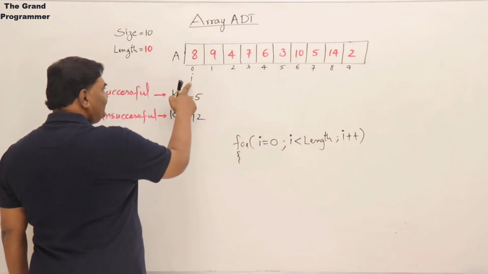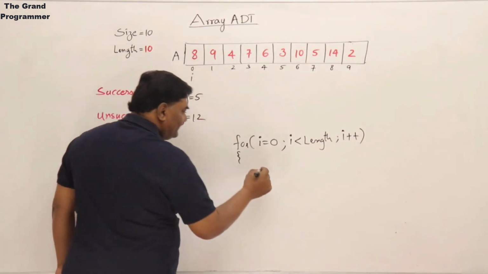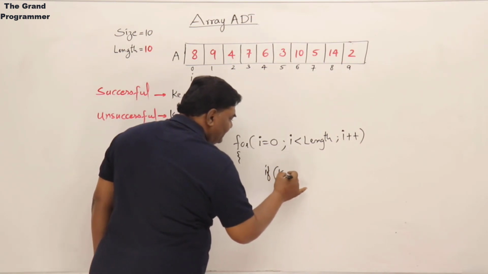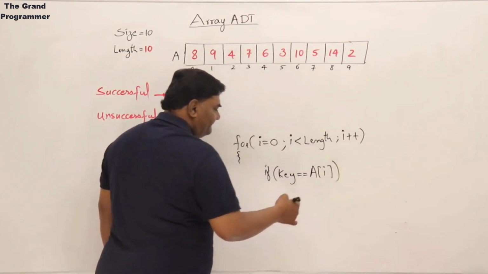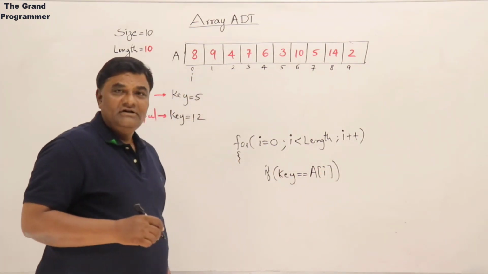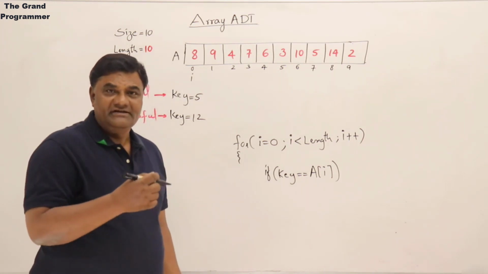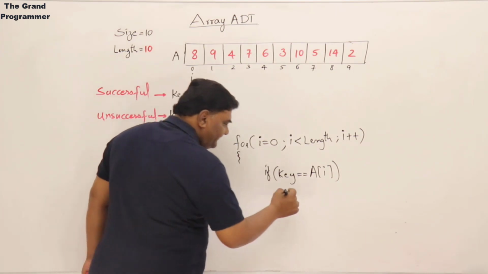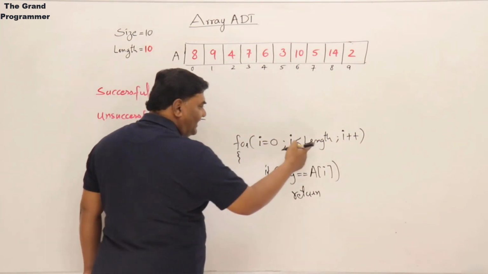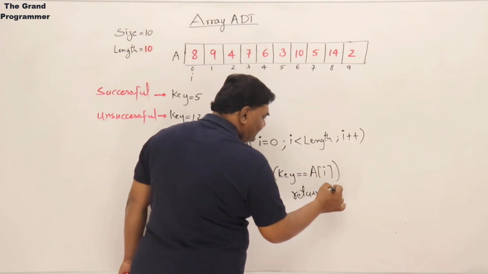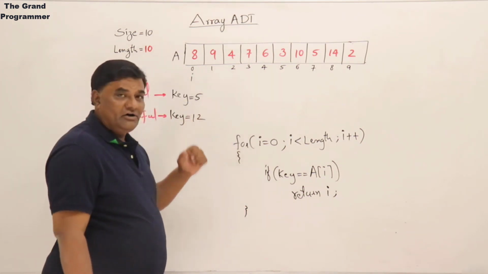Then what I have to do? Every time, wherever I is, I should check if the key element is equal to A of I. If key is equal to A of I, then the search is successful. So we got the element. Once you got the element, what we want is the index where the element is found. So here we can say return index. Who is giving the index? I. Wherever I is present, that is the index. Return I. That's all.